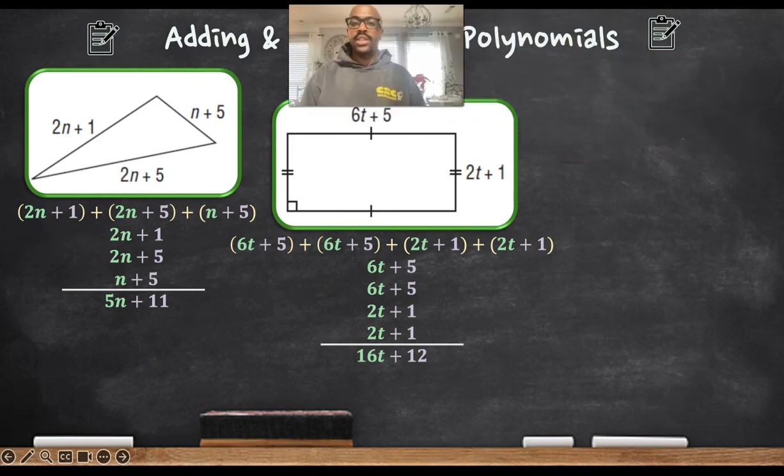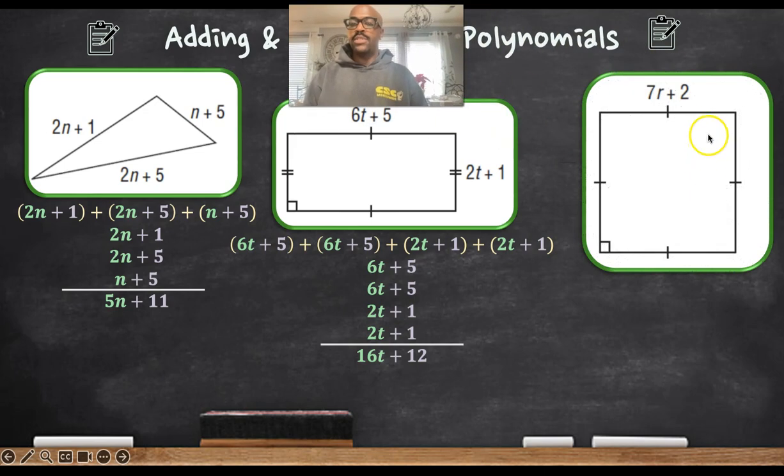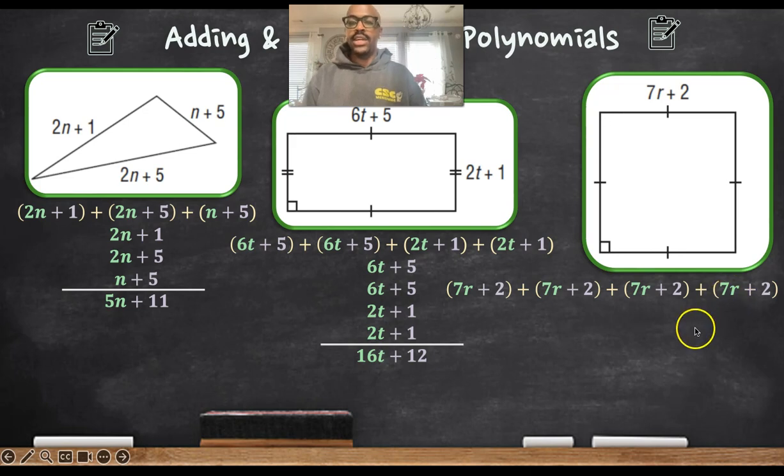All right, so now let's go ahead and look at our last problem. What happens if you have a figure that looks like this? The fact that you have that one dash everywhere tells you that this is going to be a square. That means all four of these sides are equivalent measurements. So if I'm looking for the perimeter, I need to add 7r plus 2 four times. 7r plus 2 plus 7r plus 2 plus 7r plus 2 and 7r plus 2. You get the gist. So now go ahead and stack them all up.